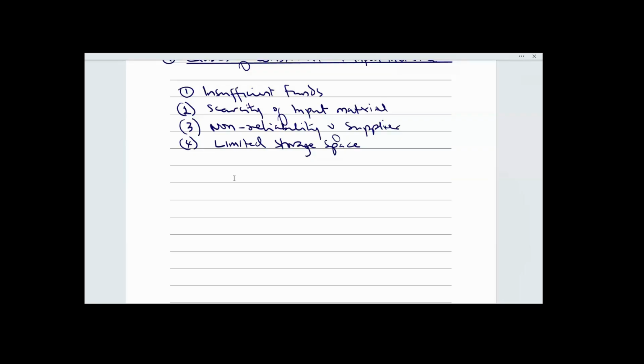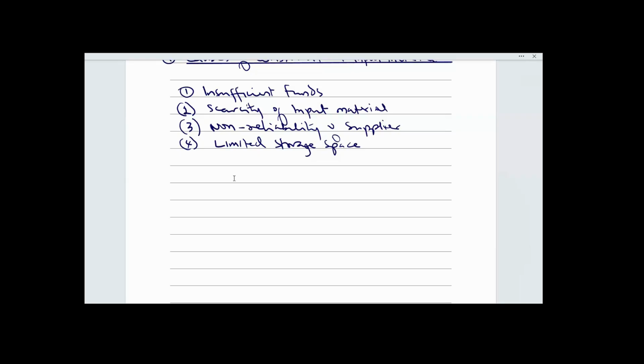All right. So if you have limited storage space, that limits your capacity to purchase as many quantities as possible. How do you resolve this? You ensure that sufficient storage space is available to accommodate the required material for production. Okay. Any other one?